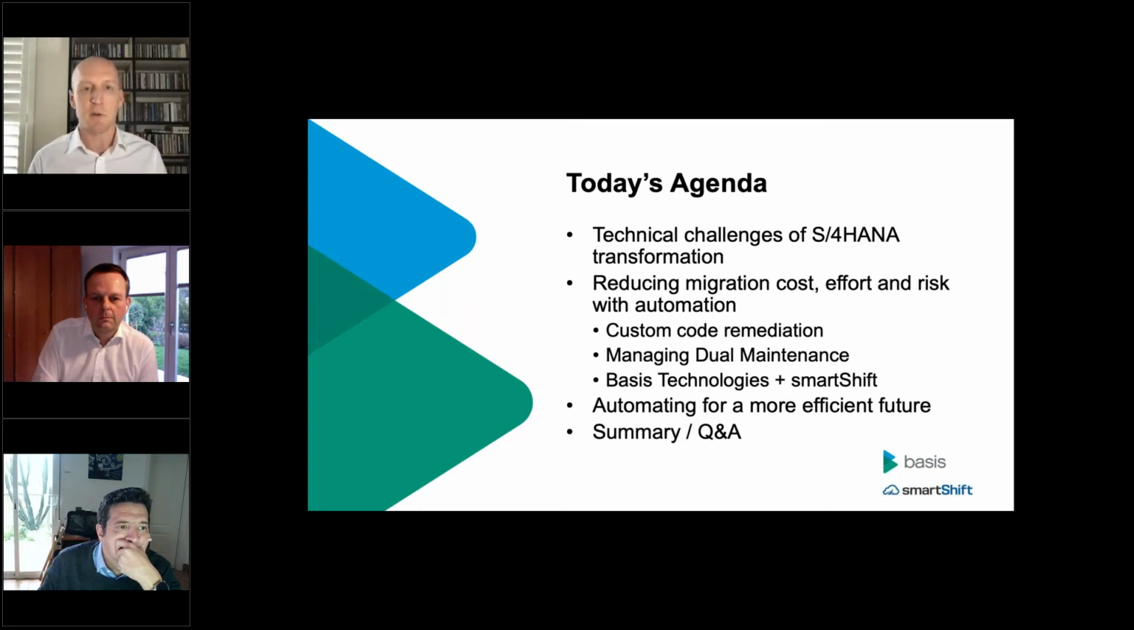And we're going to look at two of those technical challenges in particular in more detail as well, areas that Basis Technologies and smartShift specialize in, around how we manage custom code and also deal with dual maintenance. And we'll have some real life customer examples to illustrate these as we go through as well. And then we're going to have another short discussion about the role that automation can play after that S4 migration and the value it can bring there, because there's certainly very much more than just the project work involved here in terms of how automation can help.